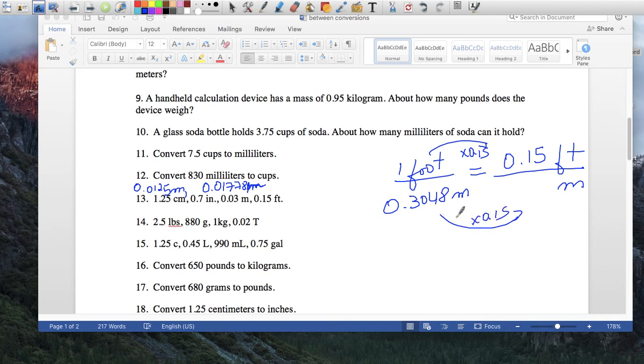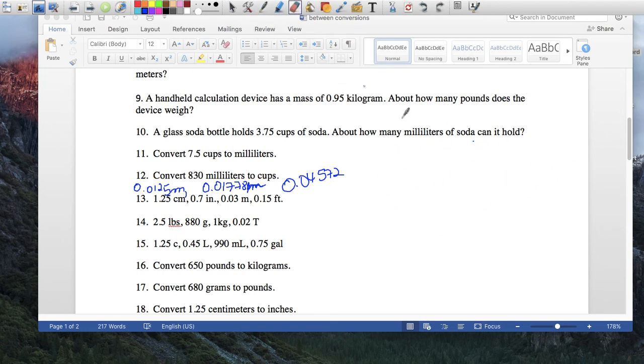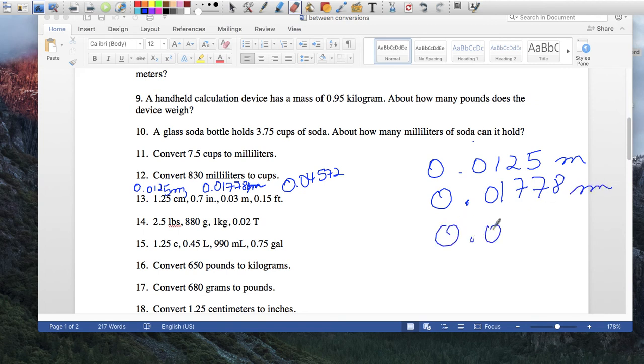So 0.3048 times 0.15. That's going to give us a very small number again, 0.04572 meters. So let me write all the numbers down. The last one is 0.04572. So let me write them in order. 0.0125 meters. The second number is 0.01778 meters. Third number is 0.03 meters.